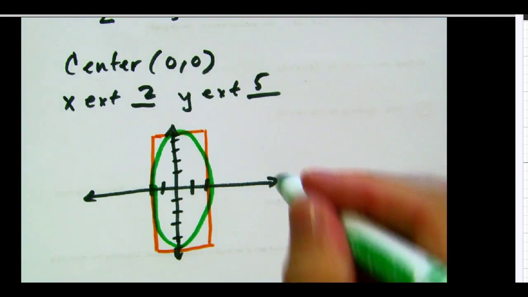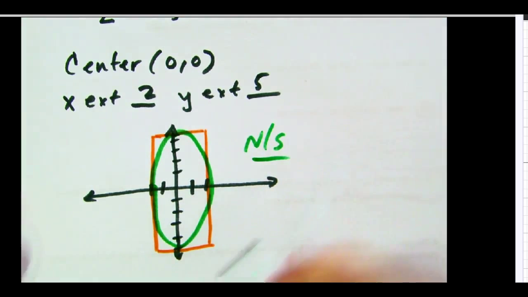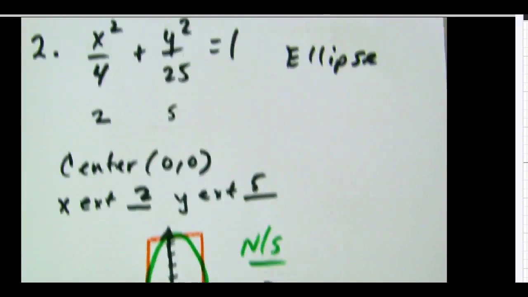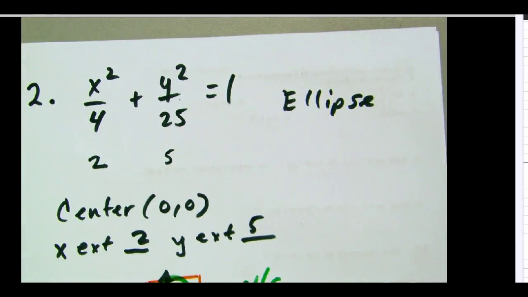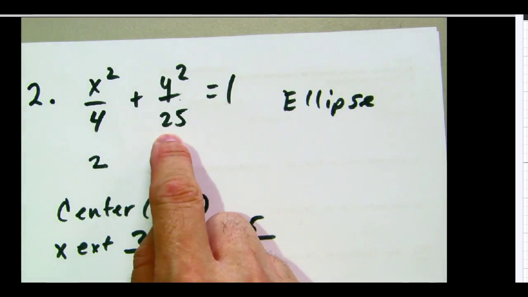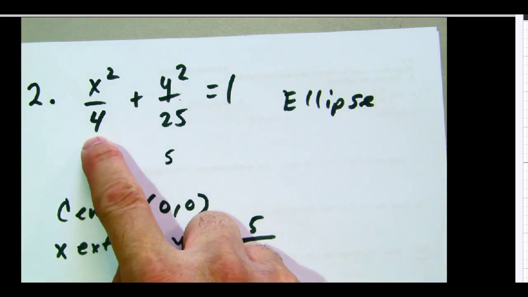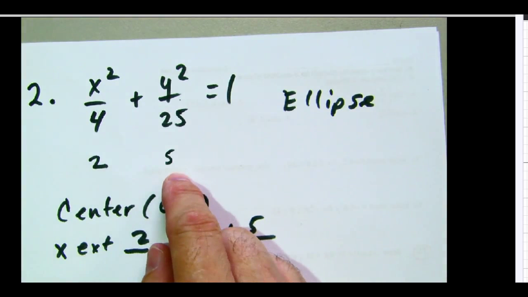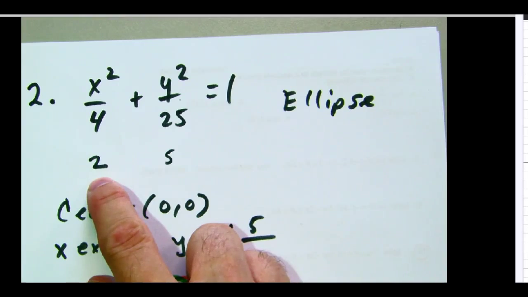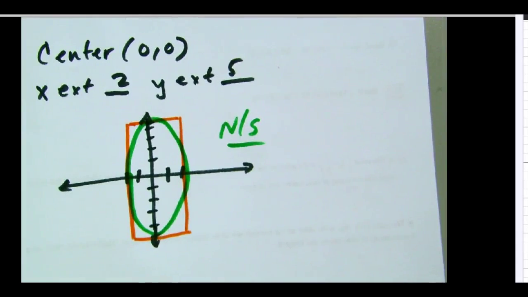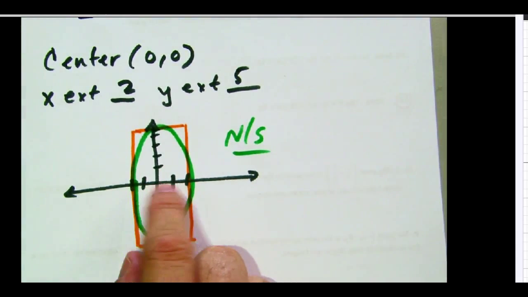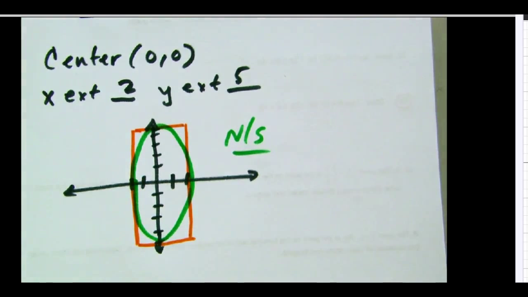This would be a north-south ellipse. It's not as important as the north-south hyperbolas, but you can just tell from the equation that I'm going to extend on the y more than what I'm going to extend on the x. How much? 5 and 5 in both directions, 2 and 2 in both directions on the x. And sure enough, that's what I did. This distance then would be 4, this distance here would be 10. So that's how you plot your ellipse.